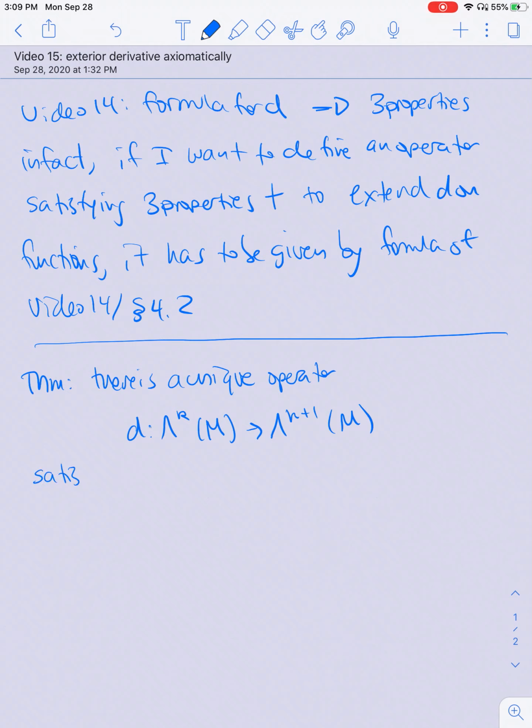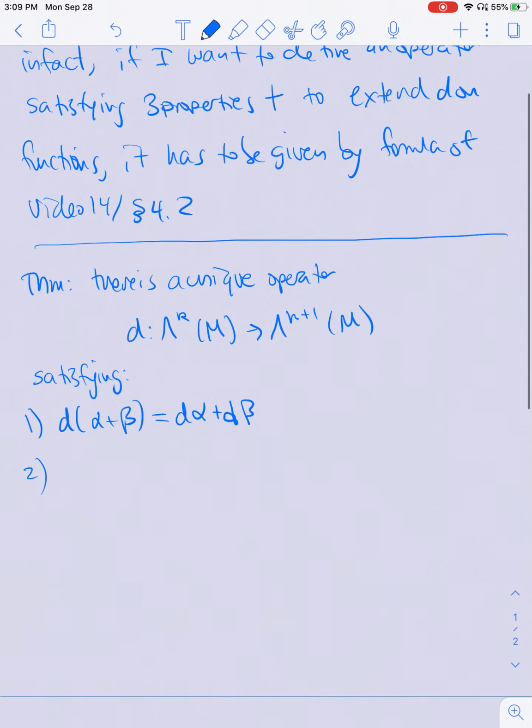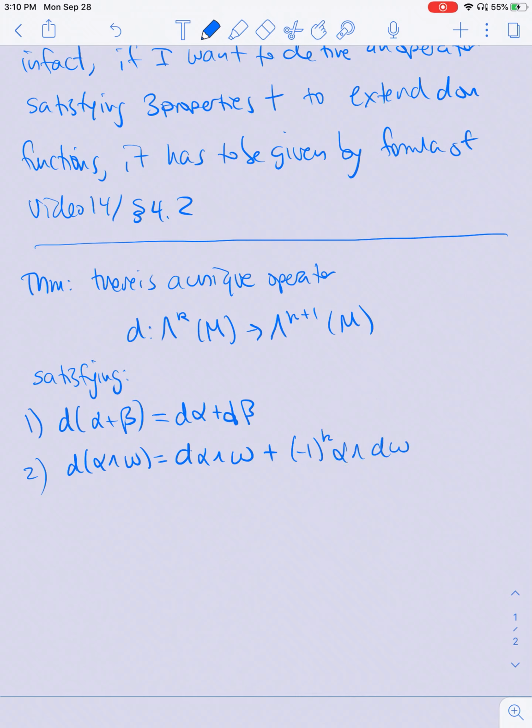So if I take d of the sum of two forms, then I get the sum of the d's of those two forms. If I take d of a wedge product, then I get the wedge product of d alpha with omega plus (-1)^k alpha wedge d omega. So here, alpha and beta are both k-forms. Here, alpha is a k-form, and omega is an l-form, any other form.